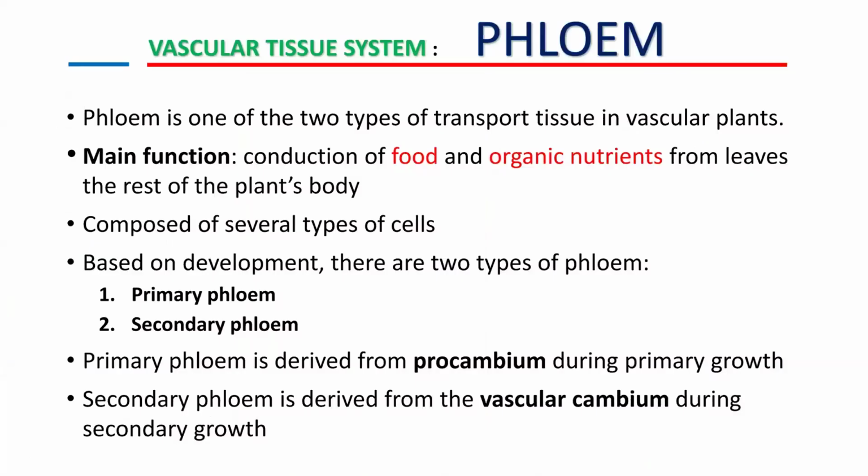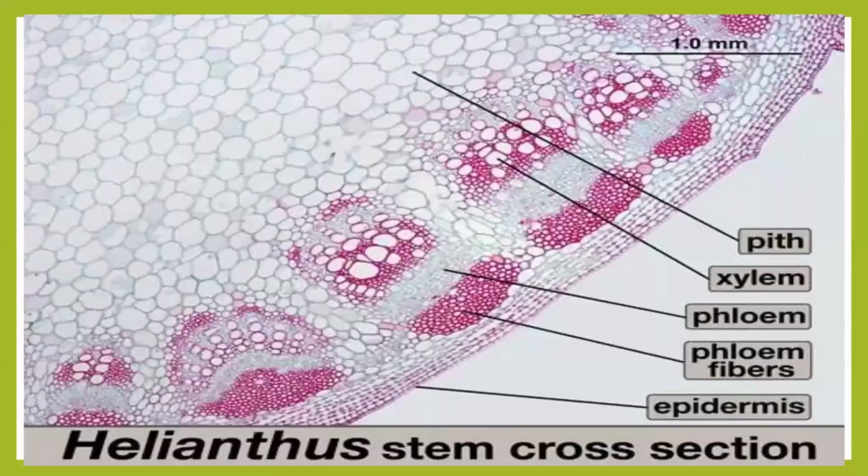So phloem is one of the two types of transport tissues in vascular plants. The main function is conduction of food and organic nutrients from the leaves to the rest of the plant body, and it is composed of several types of cells. Based on development, there is primary phloem and secondary phloem. The primary phloem is derived from the procambium during primary growth, whereas the secondary phloem is derived from the vascular cambium during secondary growth. So this is about the phloem.